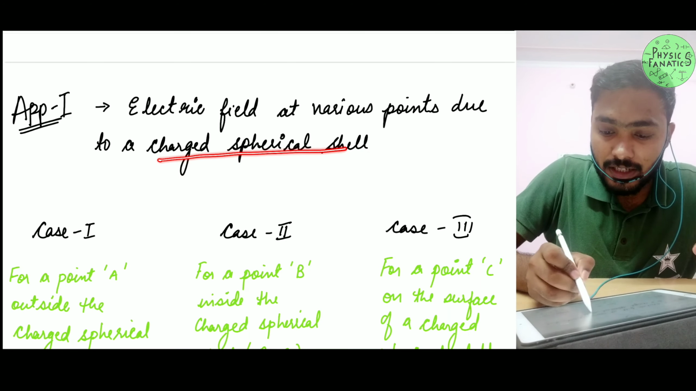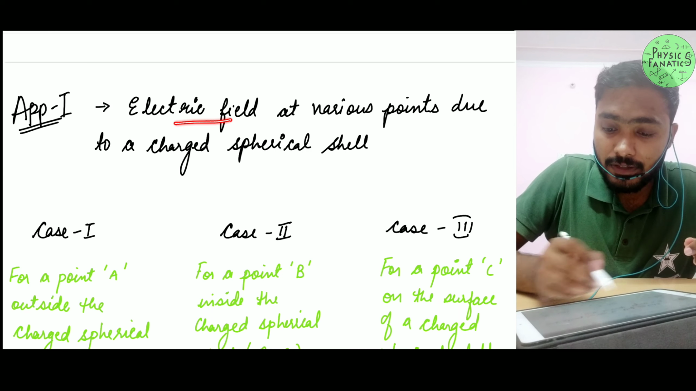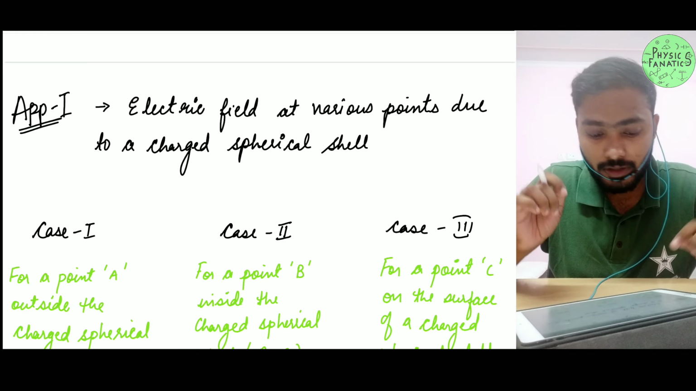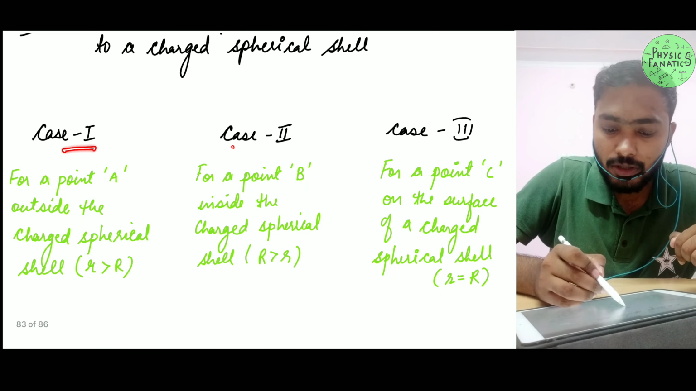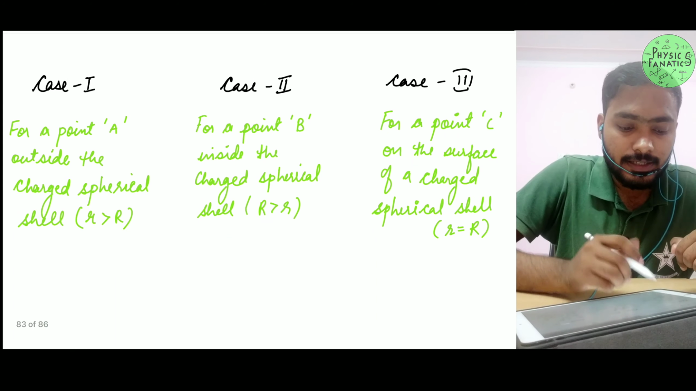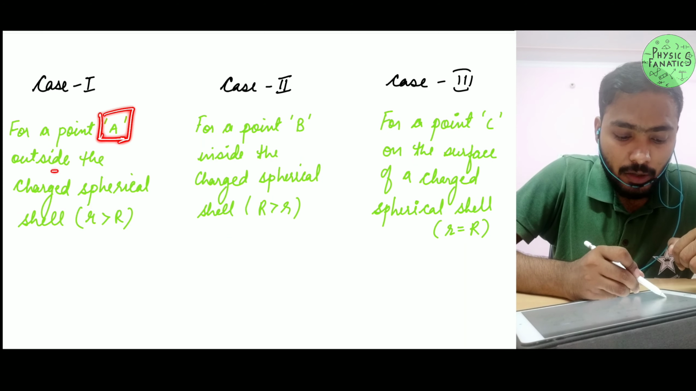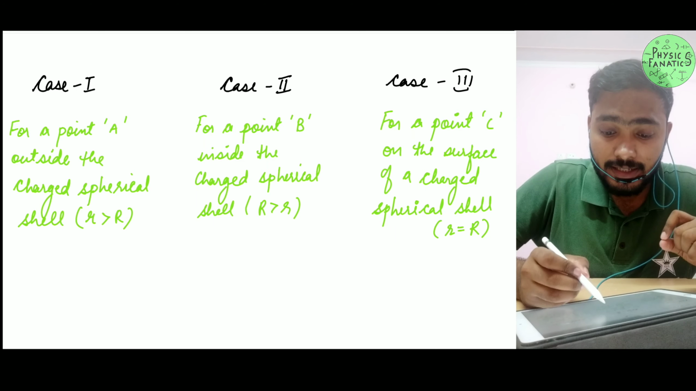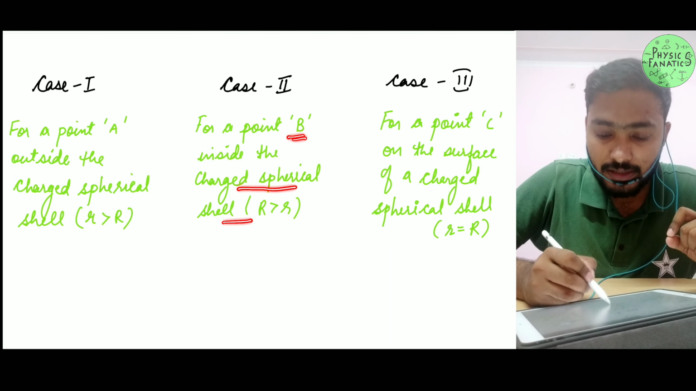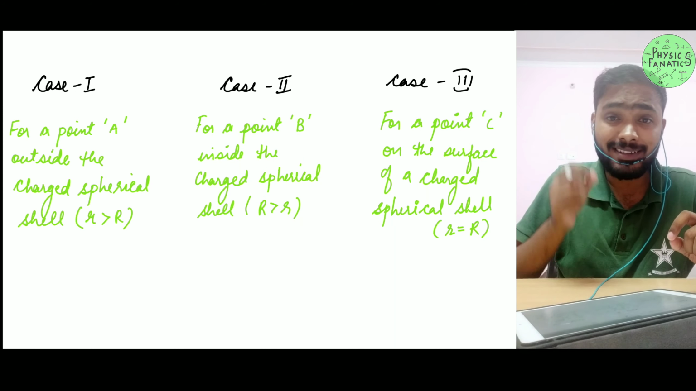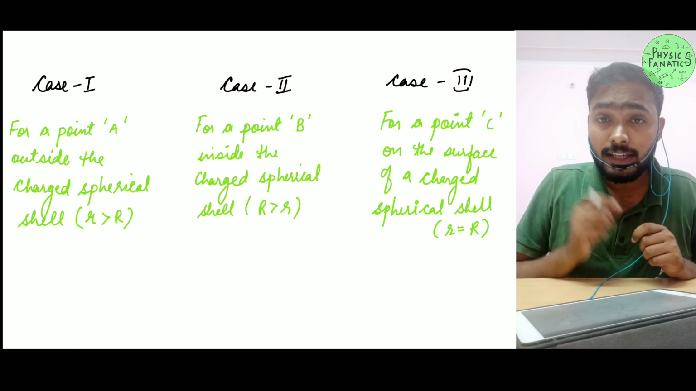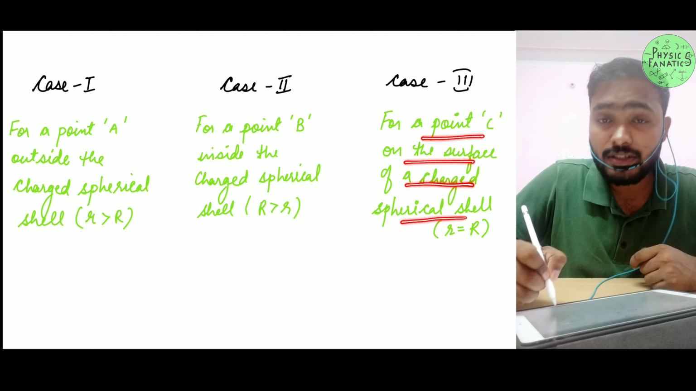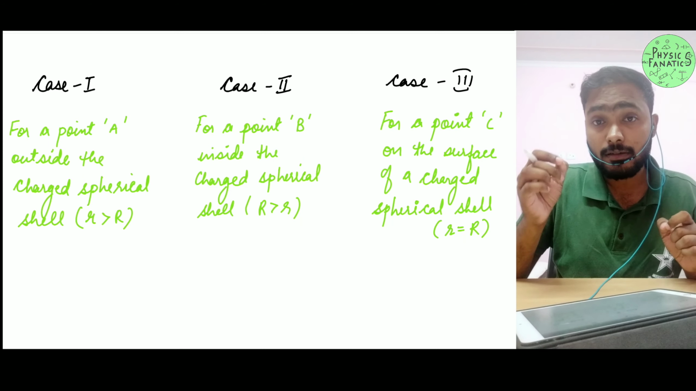So I have a charged spherical shell and I'm supposed to find out electric field at various points due to this charged spherical shell, and I'm going to use Gauss law for it. Basically I'll be talking about 3 cases: case number 1, case number 2, case number 3. The first case is for a point A outside the charged spherical shell. Second case is for a point B inside the charged spherical shell. Then we'll take a point inside the spherical shell and find out the electric field. And case number 3, for a point C on the surface of the charged spherical shell.